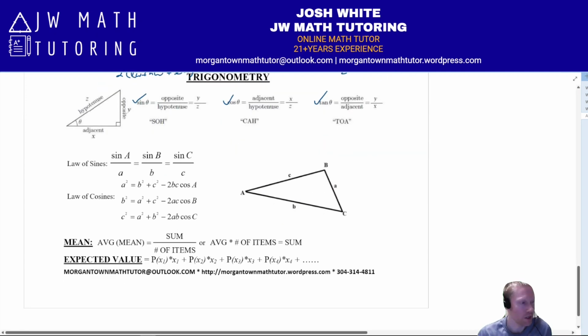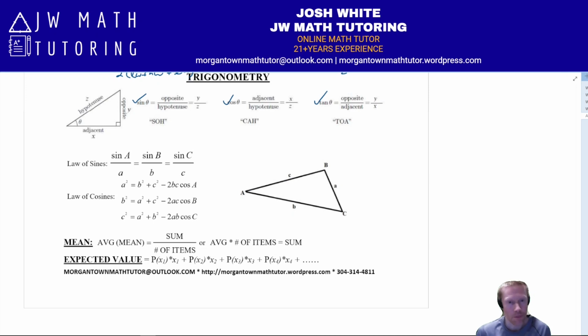Next, I have two more advanced formulas. Generally, on law of cosines problems, the formula is given. On law of sines problems, the formula is not always given. So for the law of sines here, the capital letters represent angles in your triangle, A, B, and C, and the lowercase letters represent the sides that are across from those angles, lowercase a, b, and c.